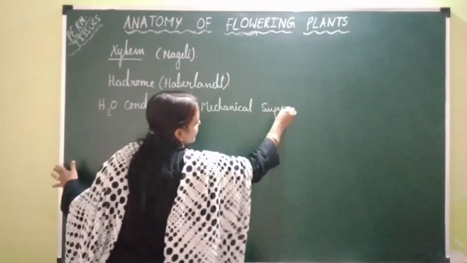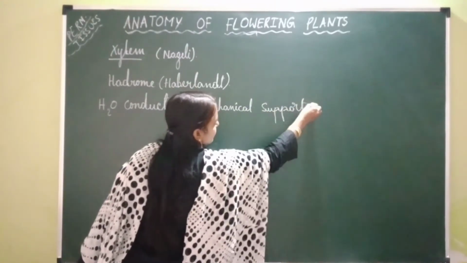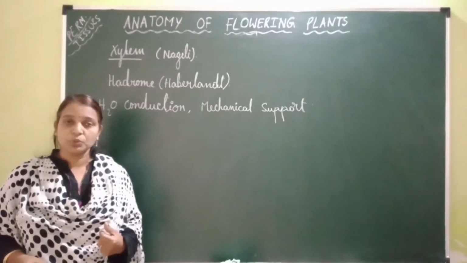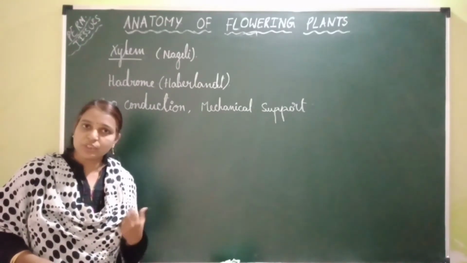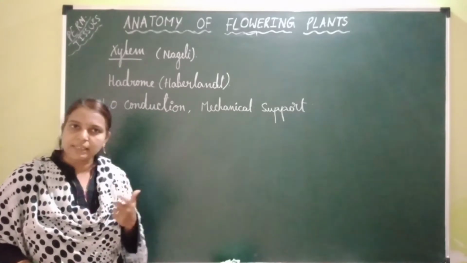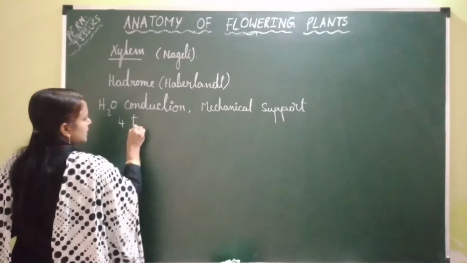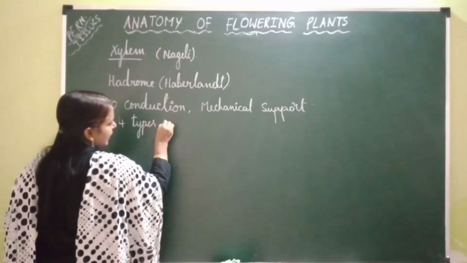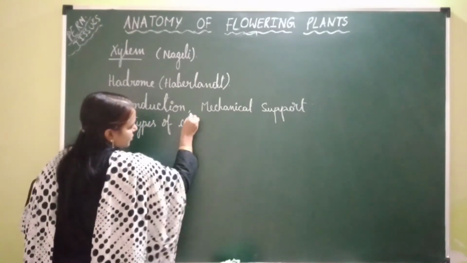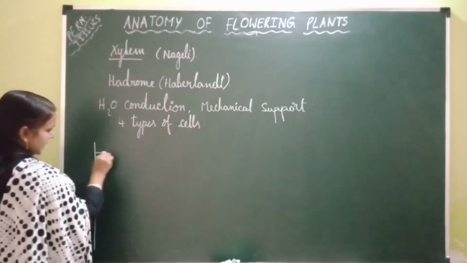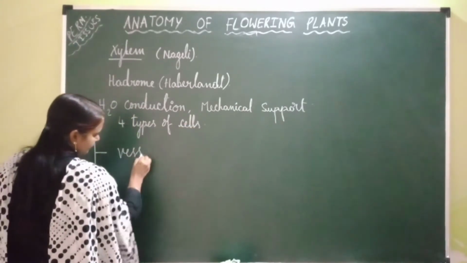And this xylem is made up of 4 components. This xylem is complex permanent tissue. What is complex permanent tissue? Complex tissue is the tissue which is made up of more than one type of cells. So this xylem is made up of 4 types of cells.